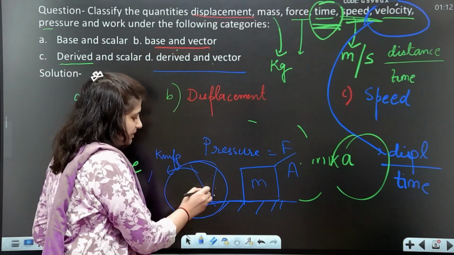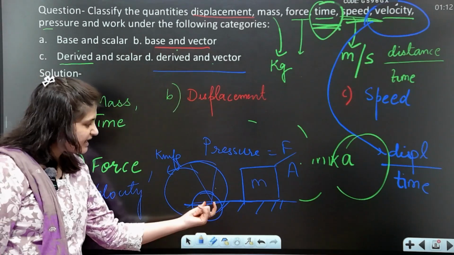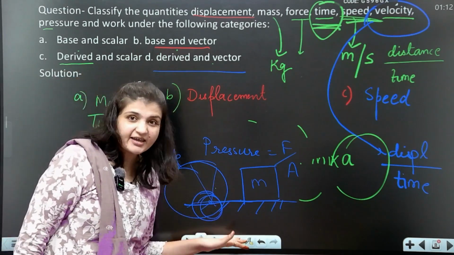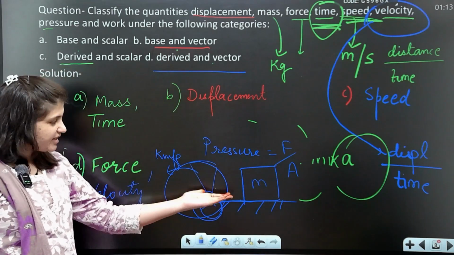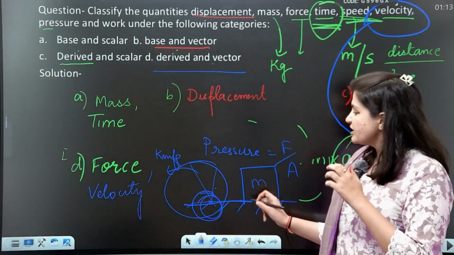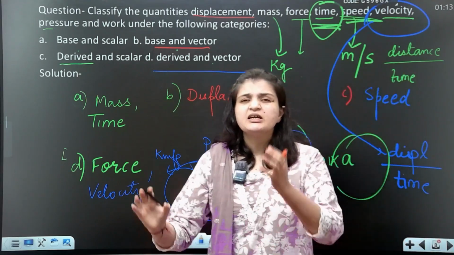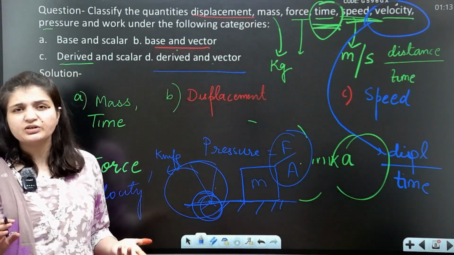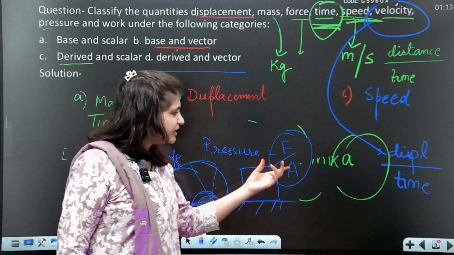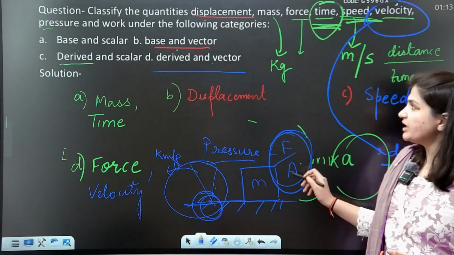The knife has the pinpoint, so it will apply more force per unit area because it has the lesser area in contact. The area in contact is lesser, so pressure is higher here. But in this other case, the surface area is greater, so the pressure is lower. So this is just the explanation of the concept of pressure: pressure is force per unit area. When there is lesser area, the force per unit area is greater.